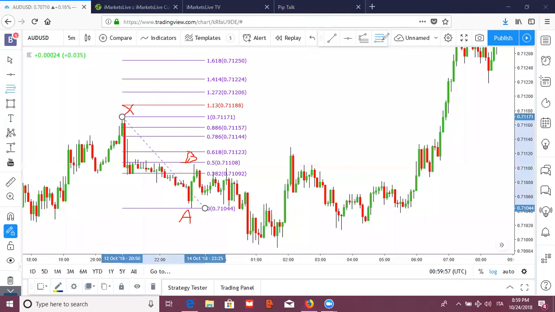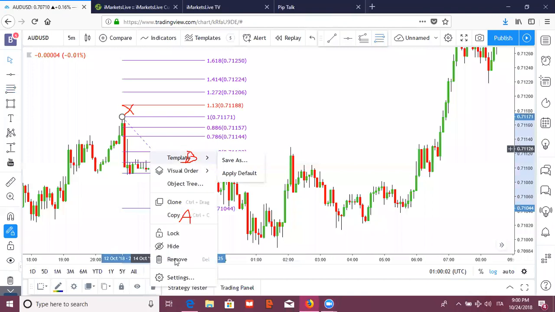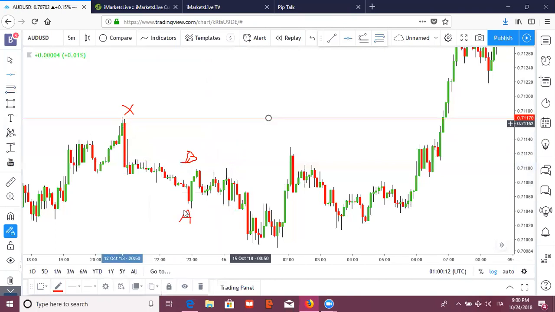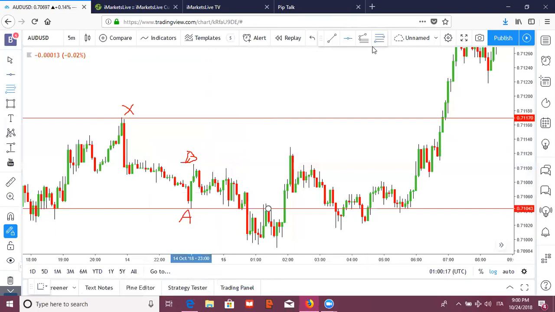Okay, valid for our B point. So now what I want to do is take my fib from my A leg all the way back up to my X leg from A. And I like to put a trend line here so I can extend my fib so I'm not right on top of the price. So I'm gonna take my fib from A back up to X.